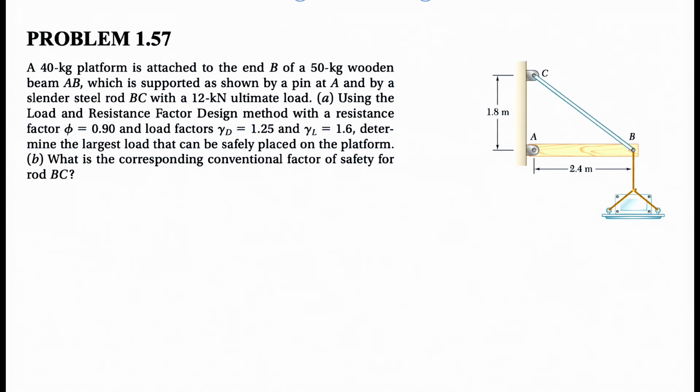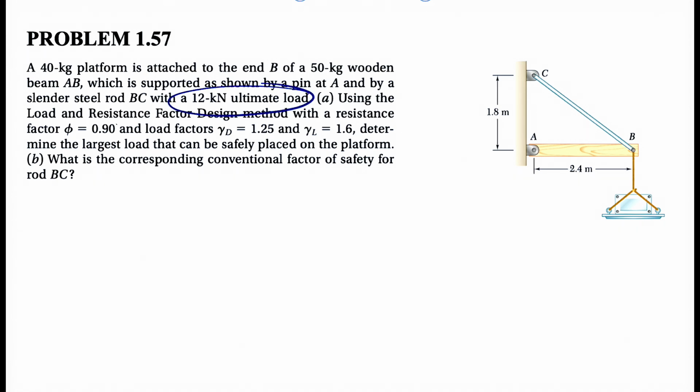We have this 40 kilogram platform that is attached to the end B of a 50 kilogram wooden beam AB. This is supported by a pin at point A and by a slender steel rod BC with a 20 kilonewton ultimate load. So we have the ultimate load in here.